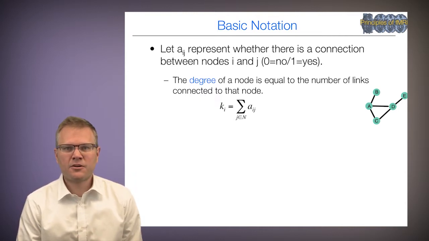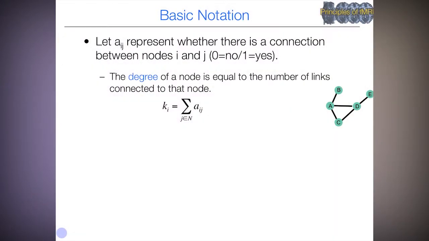So let's look at this little cartoon image to the side here. This is a little network. Here, A has degree 3 because it's connected to 3 other nodes. D also has degree 3 because it's connected to 3 other nodes, A, C, and E. But B and E, for example, only have degree 1 because they're only connected to a single node. C, finally, is connected to 2 nodes, so it has degree 2.